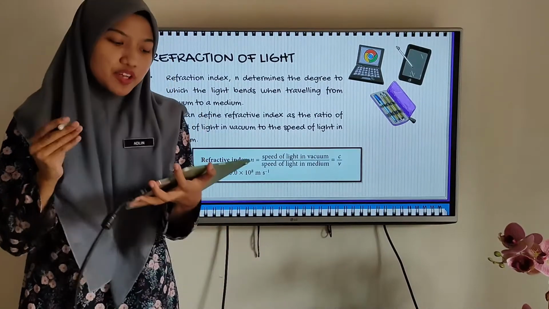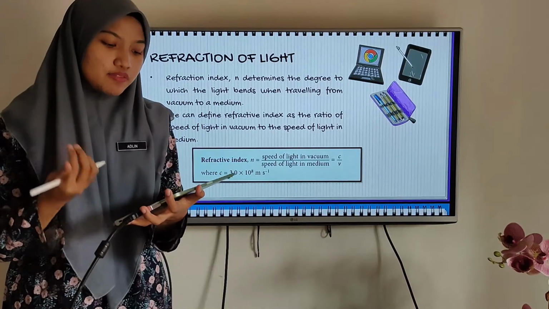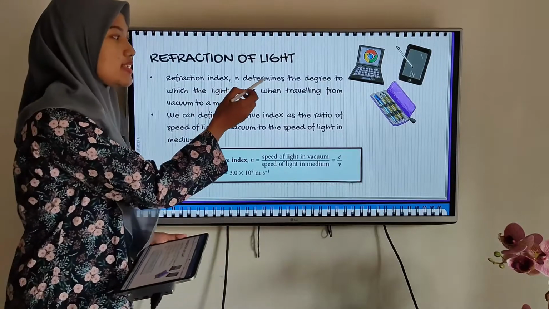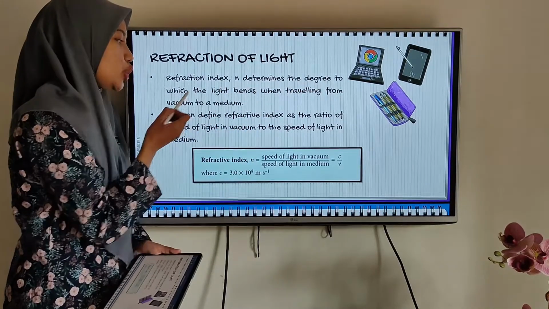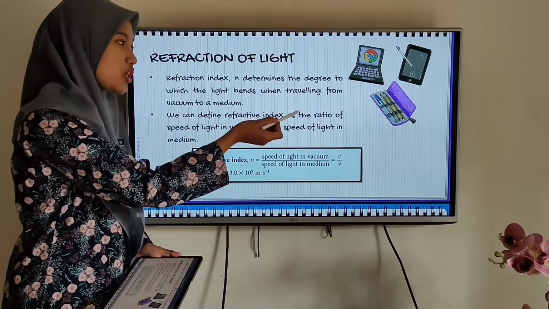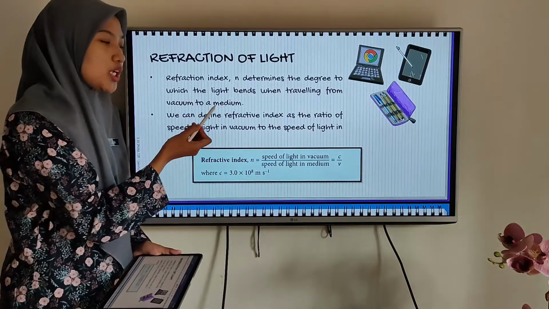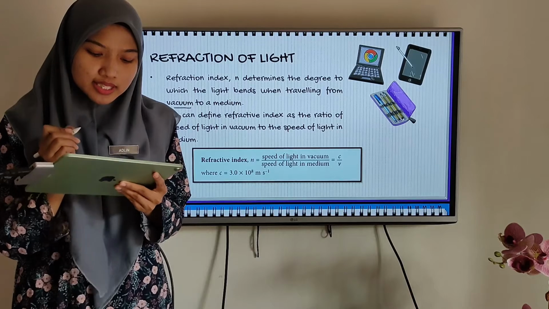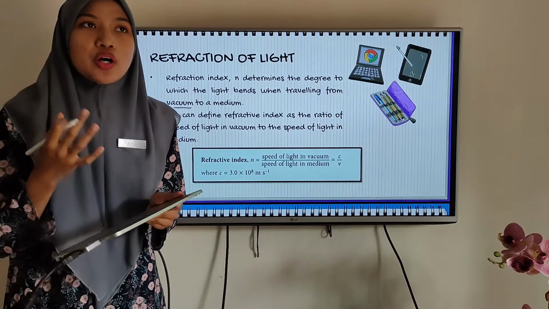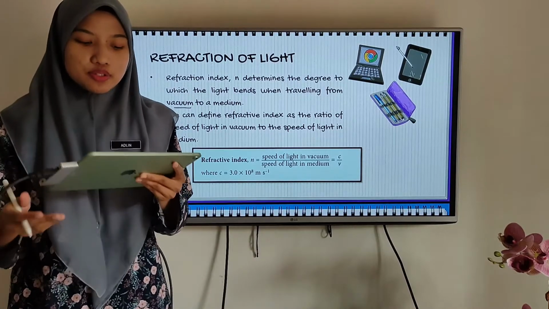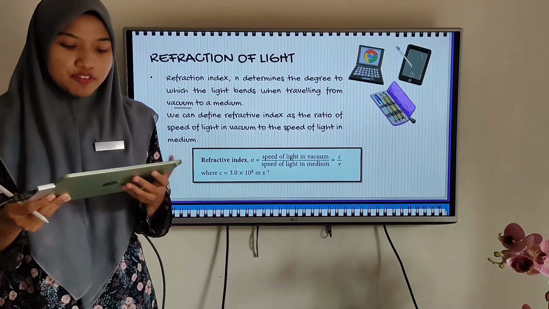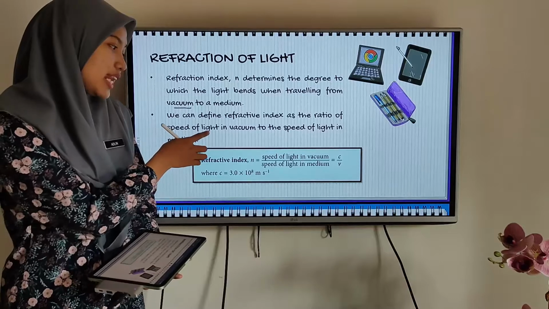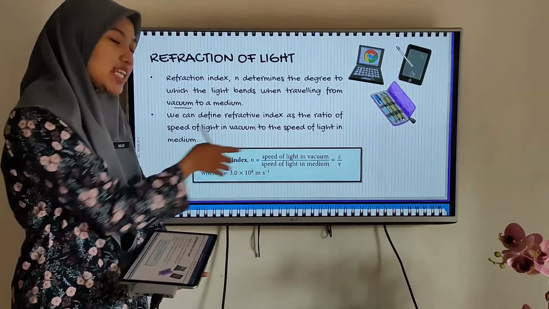So we move to refractive index. What is the refractive index? Refractive index determines the degree to which light bends when traveling from vacuum into a medium. We also can define refractive index as the ratio of the speed of light in vacuum to the speed of light in the medium.